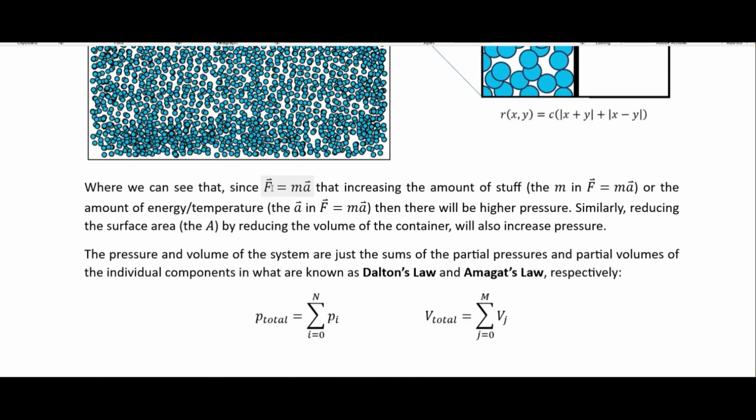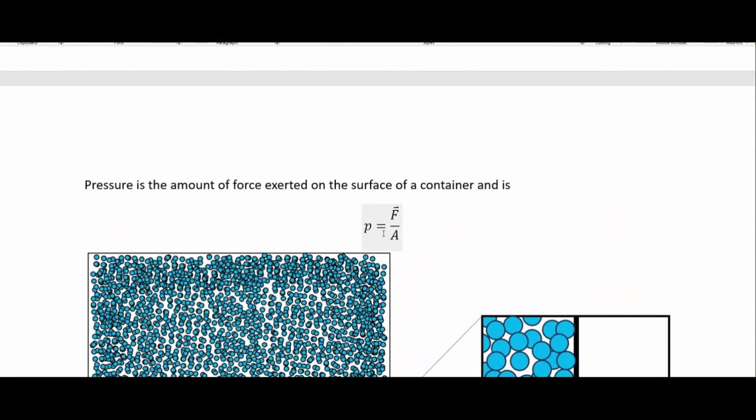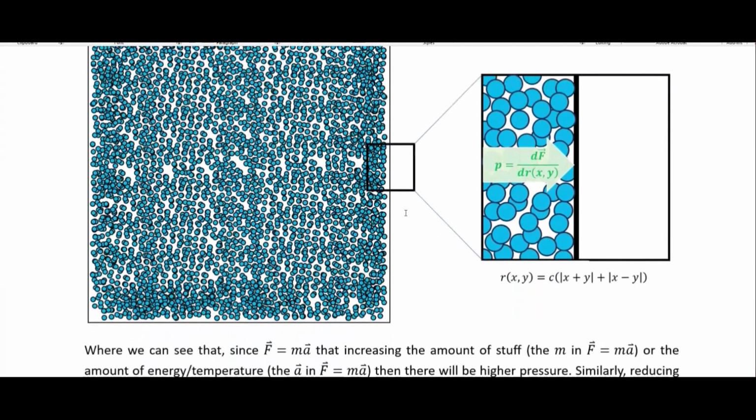And so we see that if we have F equals ma, where F is the force, m is the mass, a is the acceleration, then increasing the amount of stuff, that's the m in the ma here, or the amount of energy or temperature, which would increase the velocity at which the particle runs into the wall, which when it bounces off of it is going to have an acceleration, and so the acceleration is going to be proportional to the energy slash temperature of the gas. And so if we increase that, we're increasing the a here, then this will give us higher pressure because we're increasing the force. So remember, the pressure is the force per area, so if we increase the force here, that will increase the pressure.